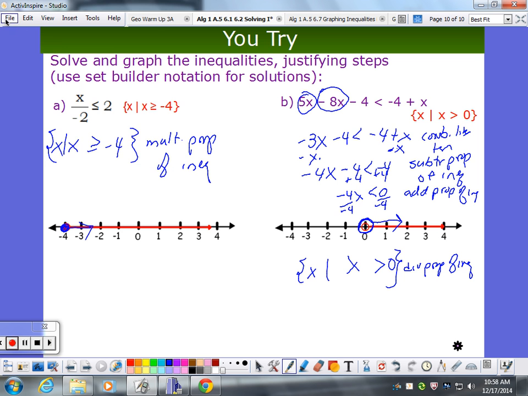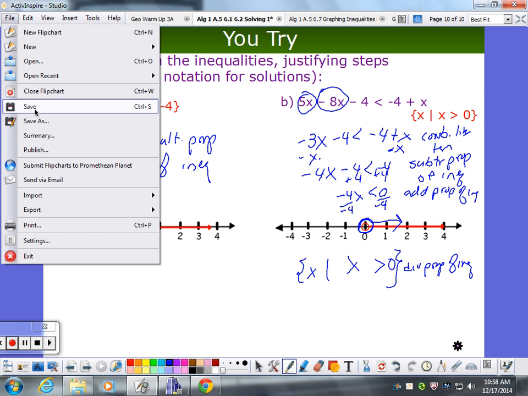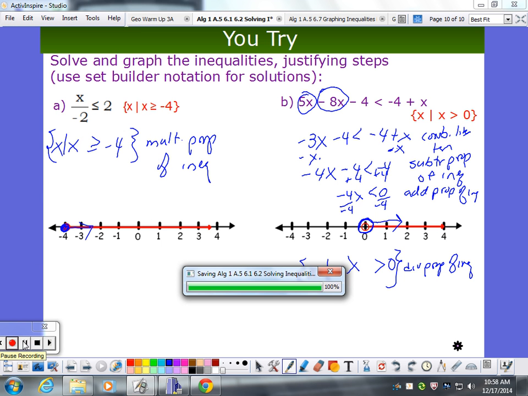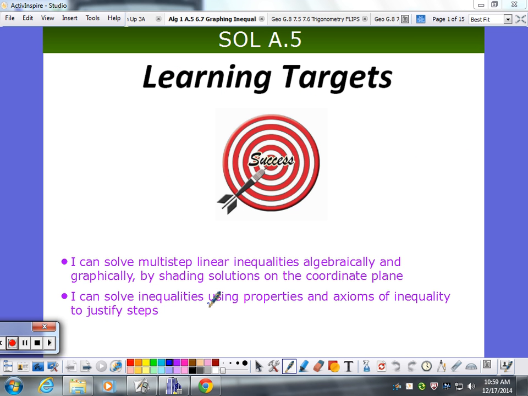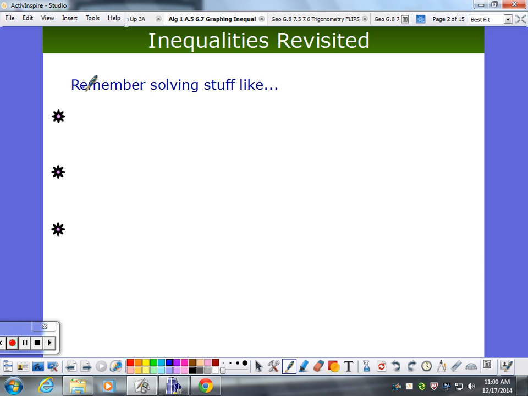Okay. Because here comes the fun part now. Get to the meat and potatoes. We just did the little appetizer. So we're going to be working with linear inequalities in 2 variables, just like we did linear equations in 2 variables. So inequalities. All right, so this is what we just did.